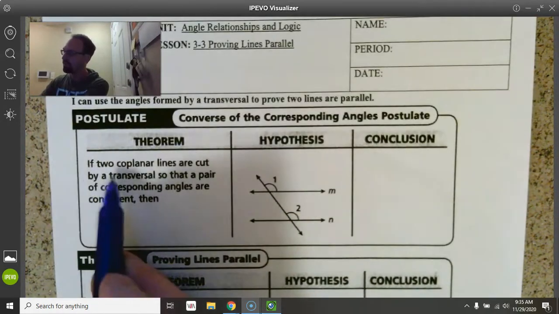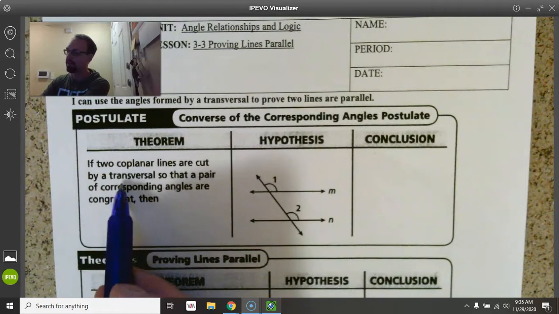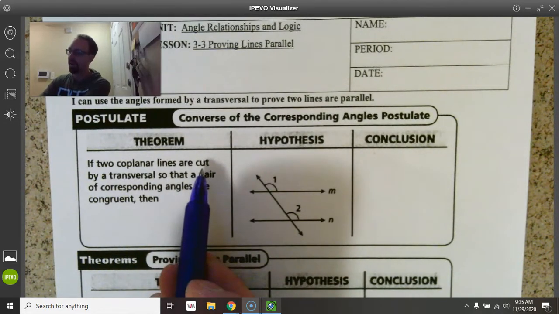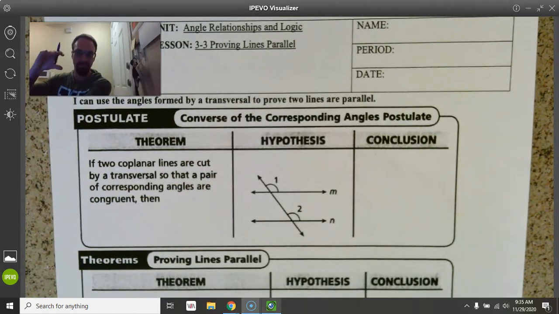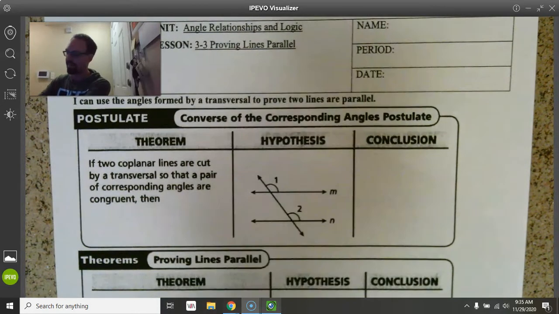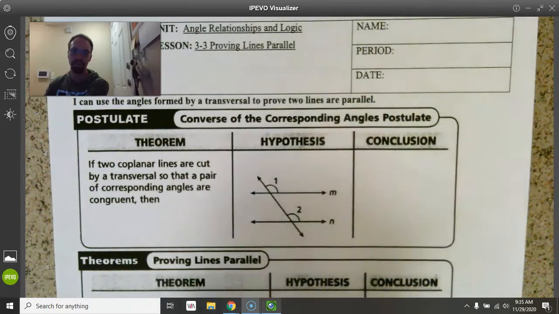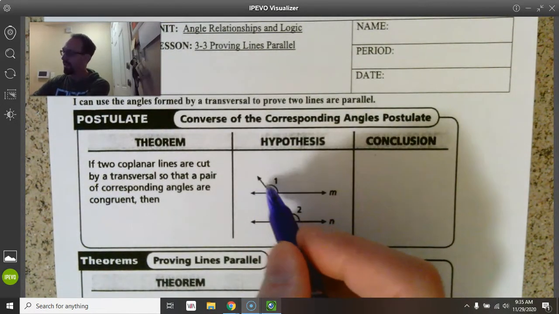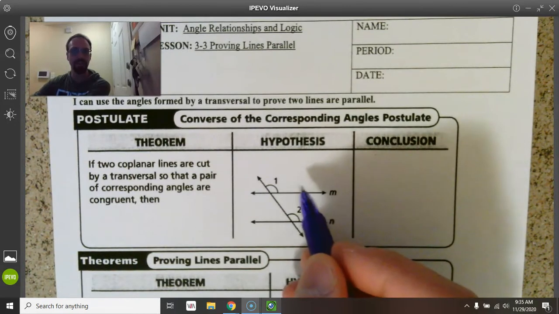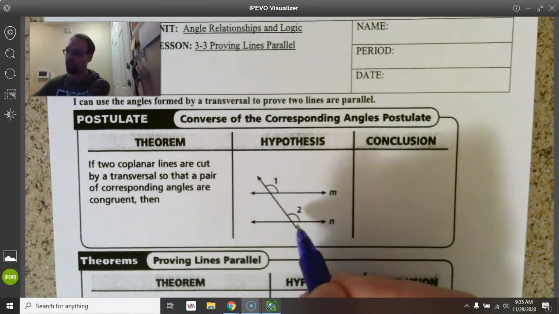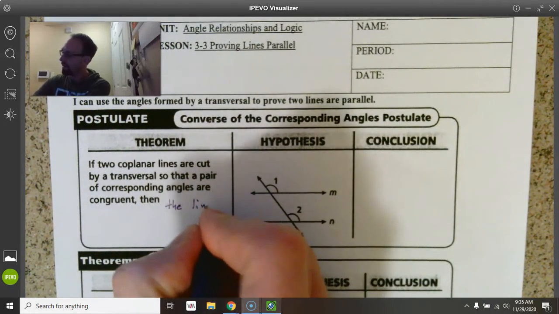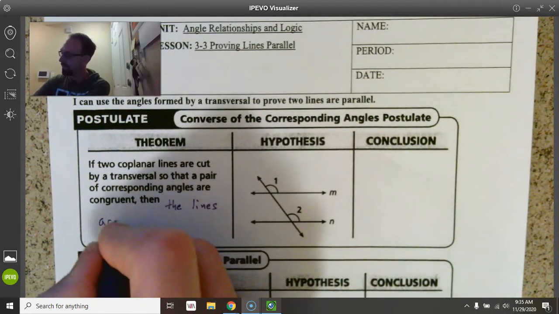So here we have, if two coplanar lines are cut by a transversal. So basically it means that the lines that are there, if there's another line that intersects them. So if you have two lines and then you have another line that intersects them, and then if that intersecting line produces two corresponding angles, then I know that the lines are parallel.